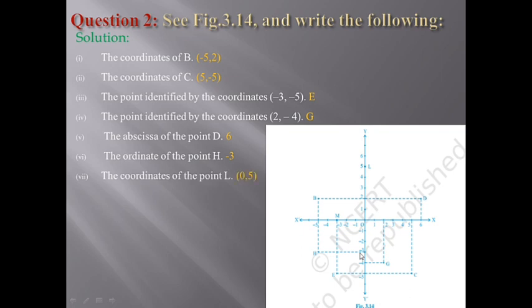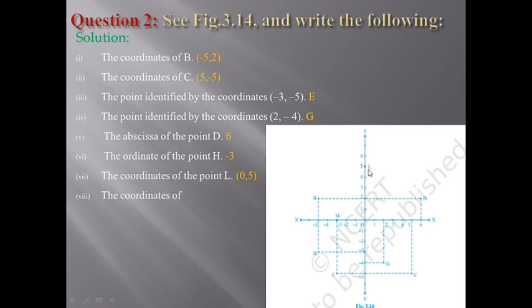Then the coordinates of point L. See here, the point L is on the y-axis, and where L is located, that is 5. And 5 will be the ordinate. If 5 is the ordinate, then what will be the abscissa? The abscissa will be 0, since it is on the y-axis. Therefore, the coordinates of point L are 0, 5.